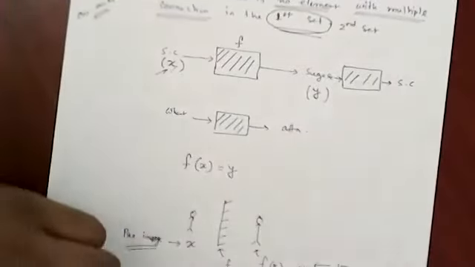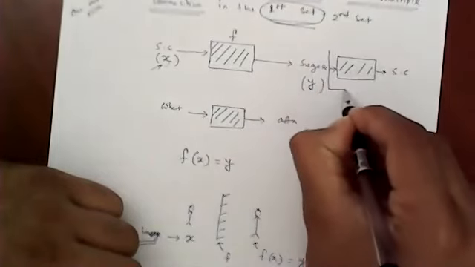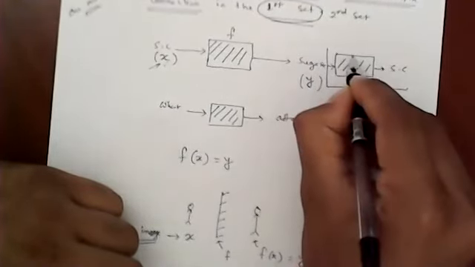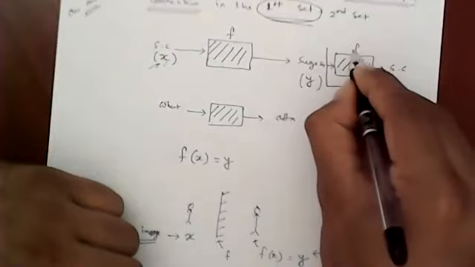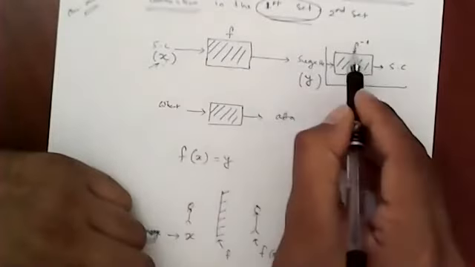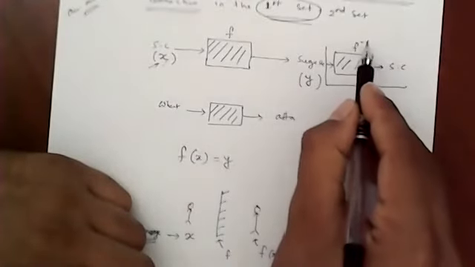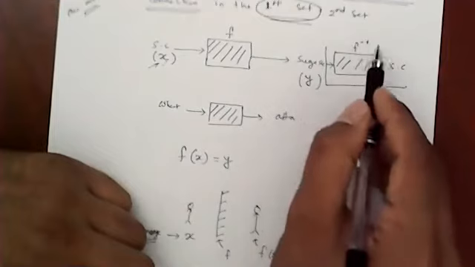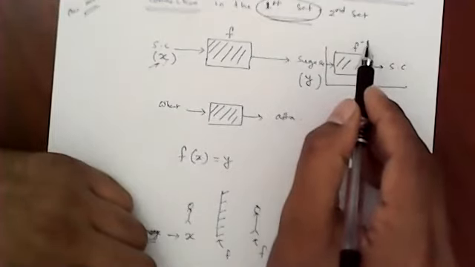Let me give another example. In this case, we call this the inverse function, and we denote it by f inverse. It's a notation. If f is a function, then the inverse function is denoted by f to the power -1, and we read this as f inverse.